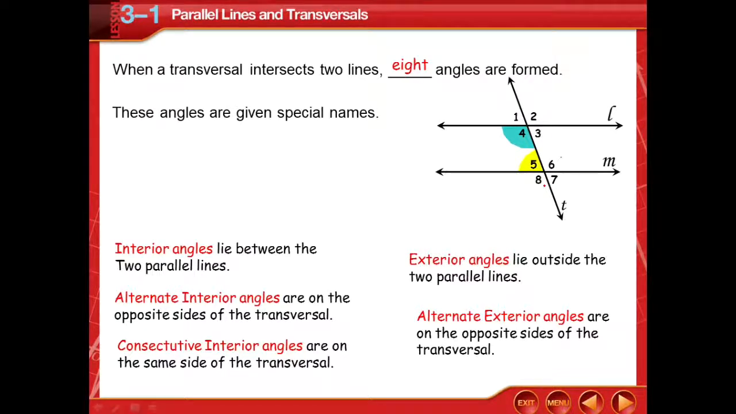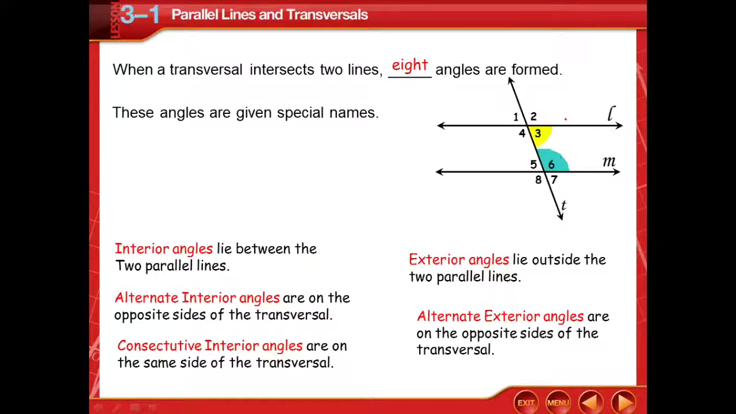Another classification I have is consecutive interior angles. Alternate means on opposite sides. Consecutive interior angles mean that they are on the same side of the transversal and they are interior, which means they are between the parallel lines. Consecutive literally means in a row. So I have 4 and 5 are next to each other and they are in between the parallel lines.